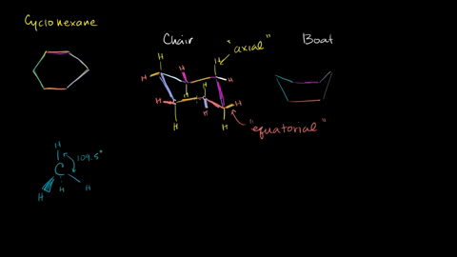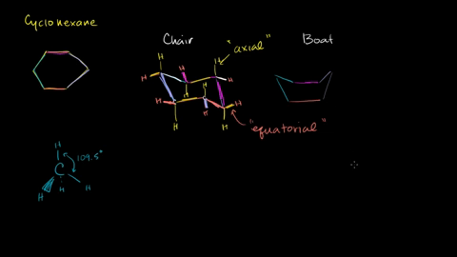So the ones that are parallel to some part of the ring we're calling equatorial, and the ones that kind of jump out of the ring that aren't parallel to any other part of the ring, we're calling those axial. And the way I've drawn it here, the axials are the ones that point straight up and straight down. We can do the same thing on a boat configuration.